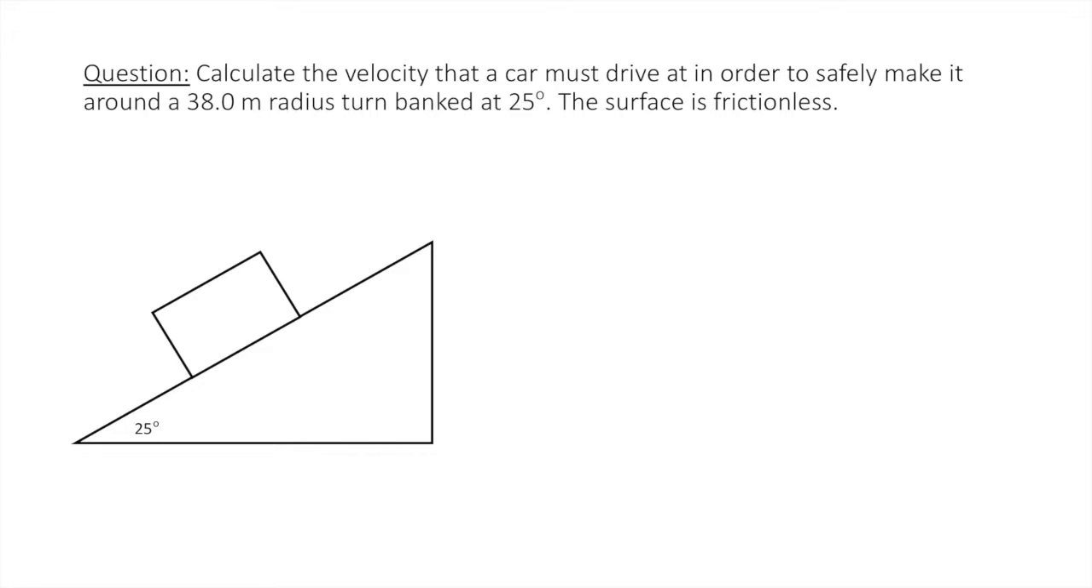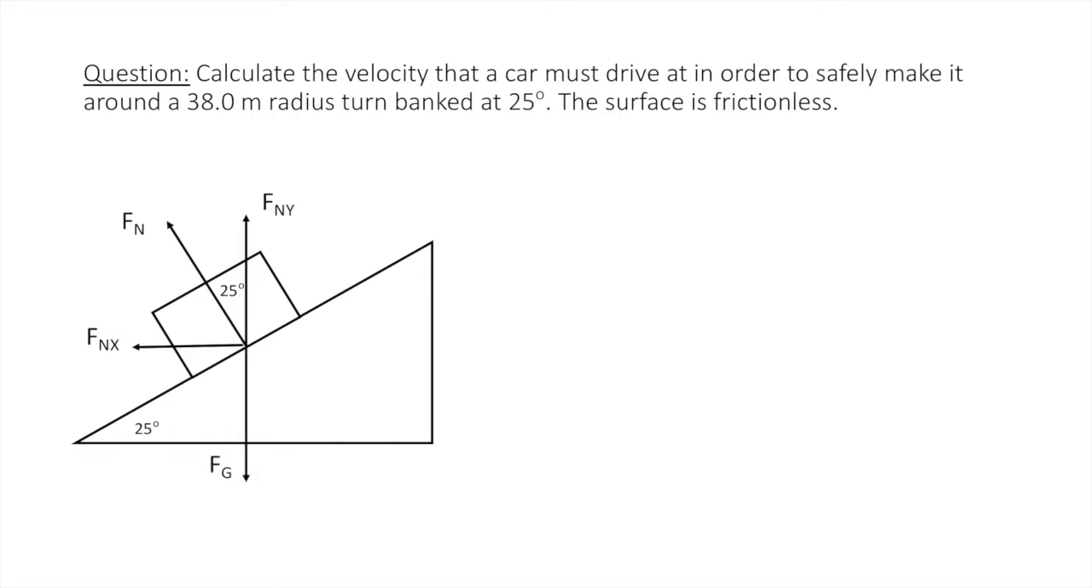The first step to solving this question is to draw a free body diagram. There are two forces acting on this car. First, there is Fn, the normal force, which acts perpendicular to the surface. Since the surface is on an incline, you have to break Fn into its x and y components. Second, there is Fg, the force of gravity, which acts straight downwards.